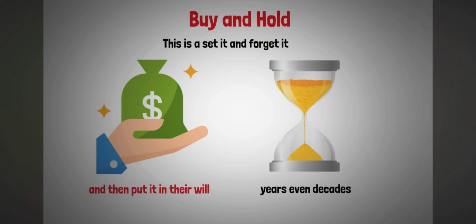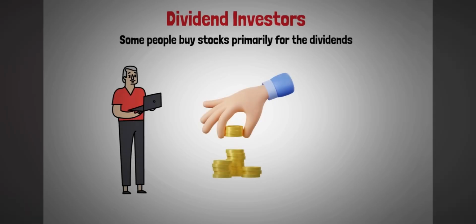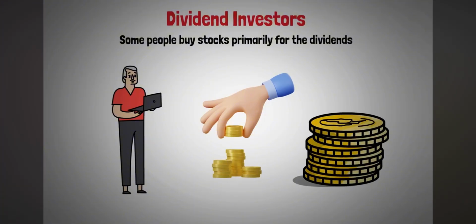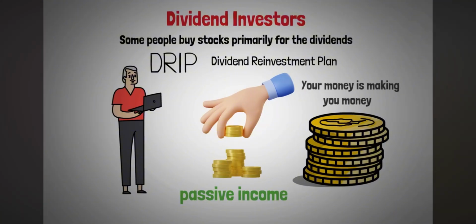So this is a set it and forget it approach. Dividend investors. Some people buy stocks primarily for the dividends. Many investors take their dividends and reinvest them to get more dividends, and your wealth accumulates over time. So this is a great way to build your passive income. So you can actually set your accounts to reinvest your dividends automatically. It's called a DRIP, Dividend Reinvestment Program. I am personally a big fan of dividend investing because you literally get paid for doing nothing. So if you're dividend investing, your money is making you money.